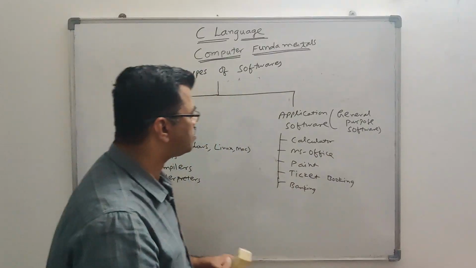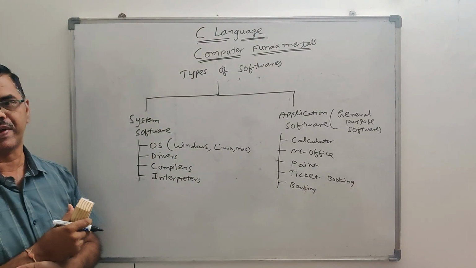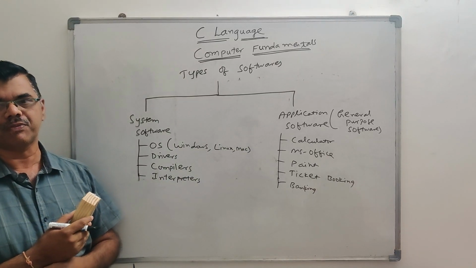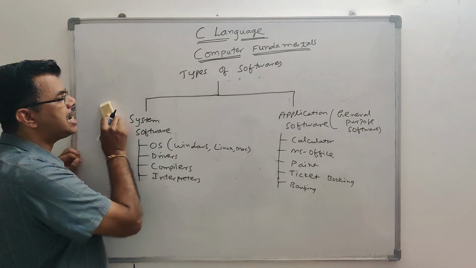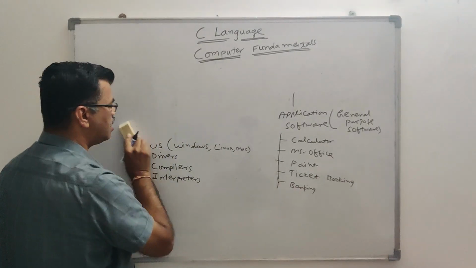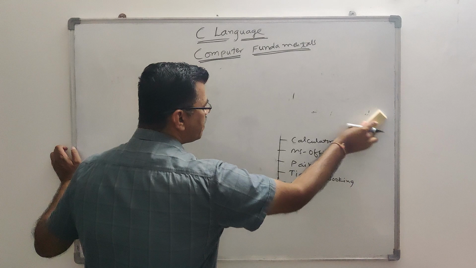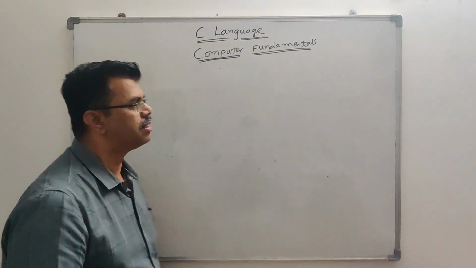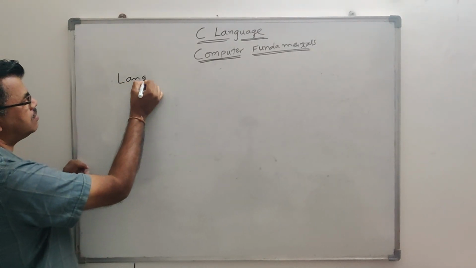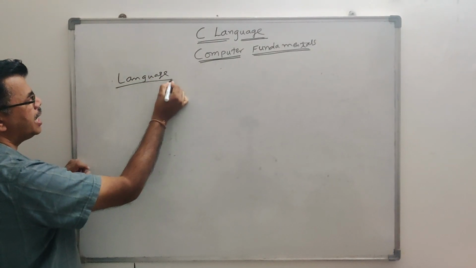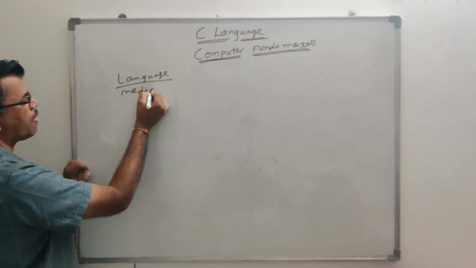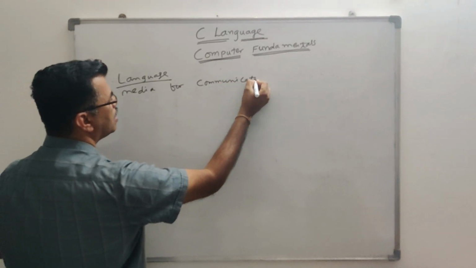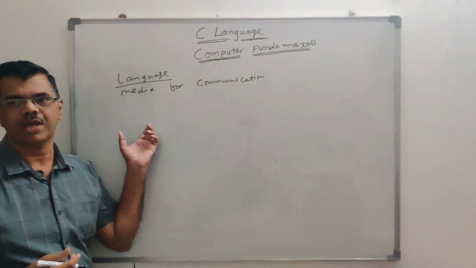Now, in order to develop these softwares, either system software or application software, we make use of languages. Let us understand languages. What is the main use of a language? What is a language? It's a media for communication.